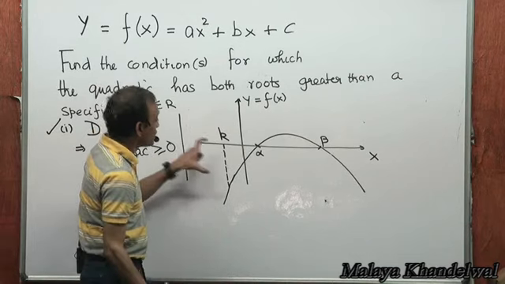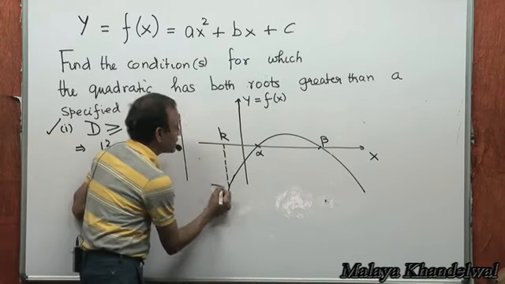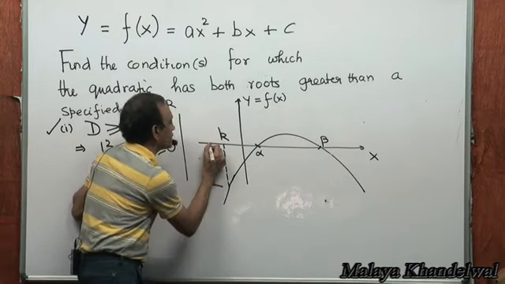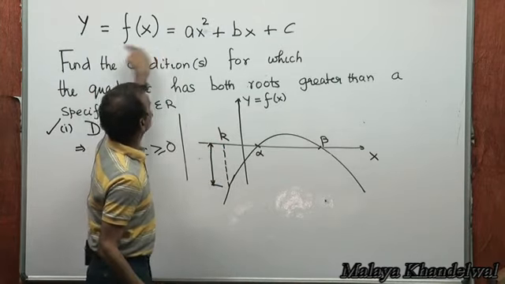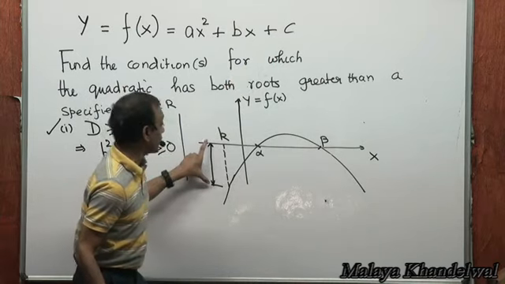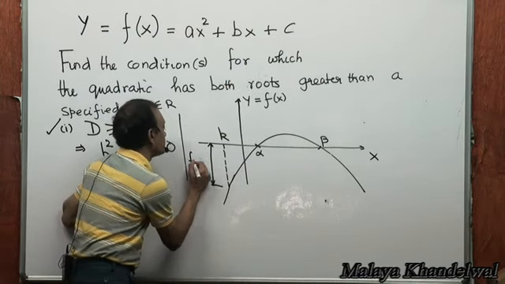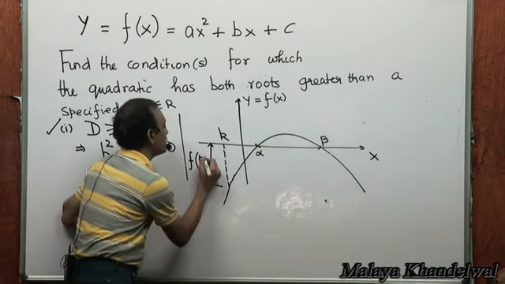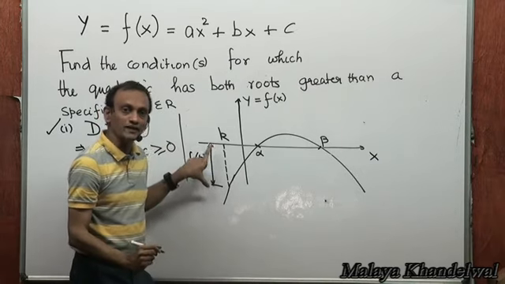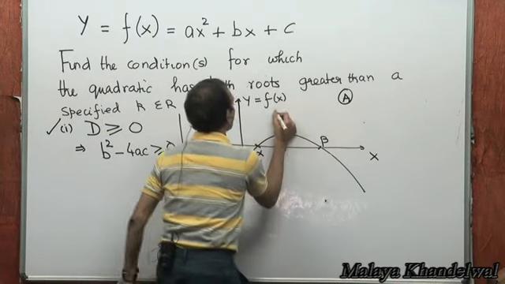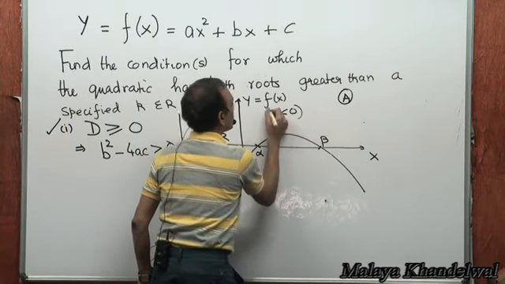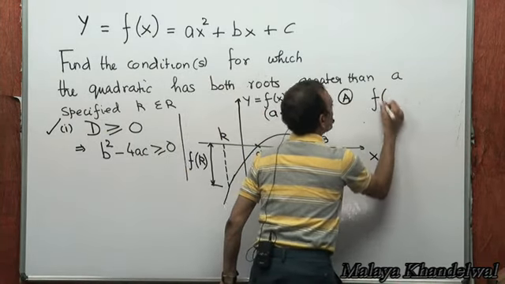In this case, very clearly, this length represents what? The value of the quadratic expression at x equal to k is this. That means the value of f(x) at x equal to k is this y. So this is going to be f of k. Very clearly, f of k has to be less than 0. So this is all for a less than 0. f(k) must be less than 0.